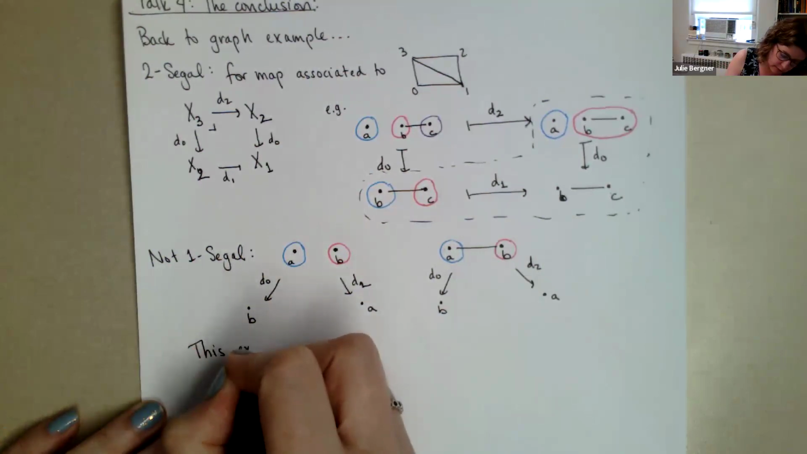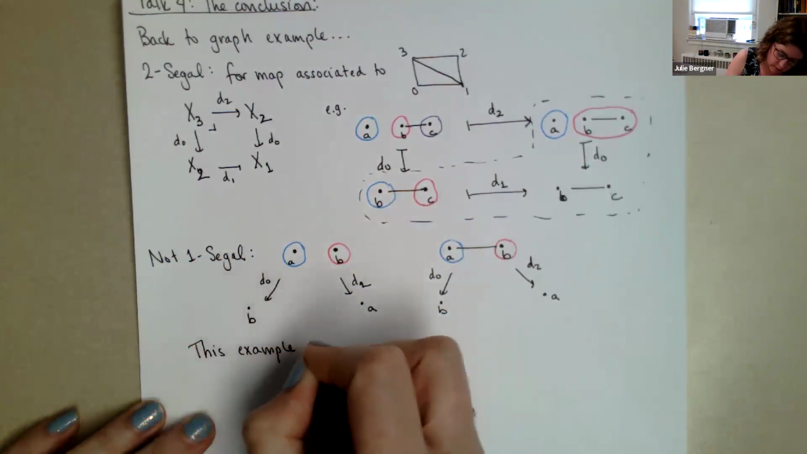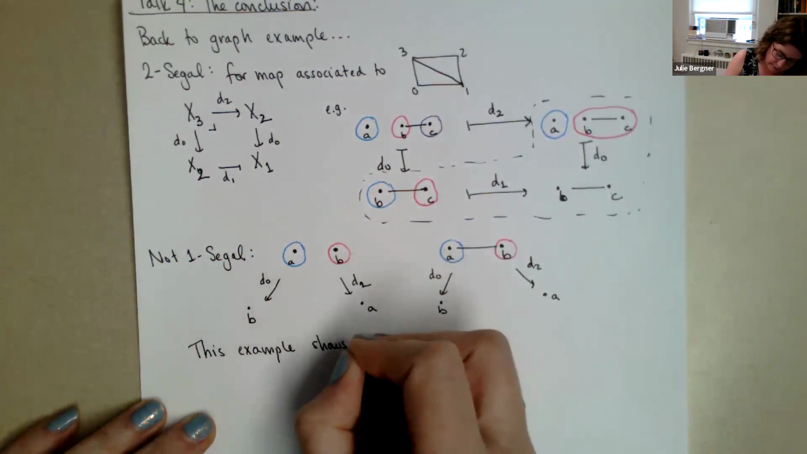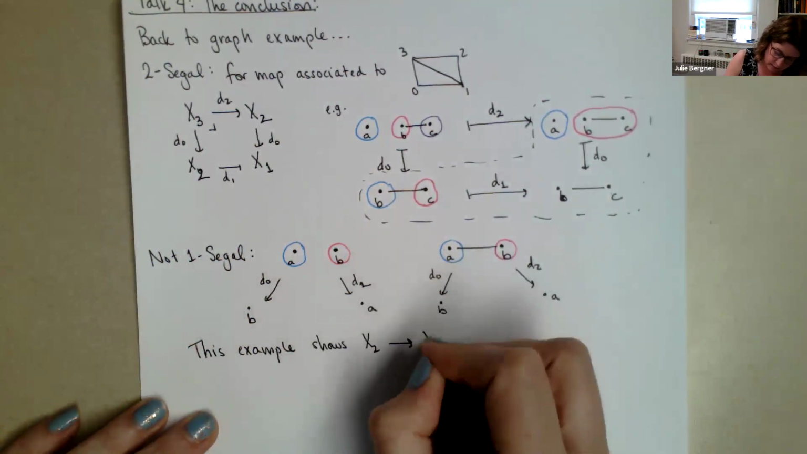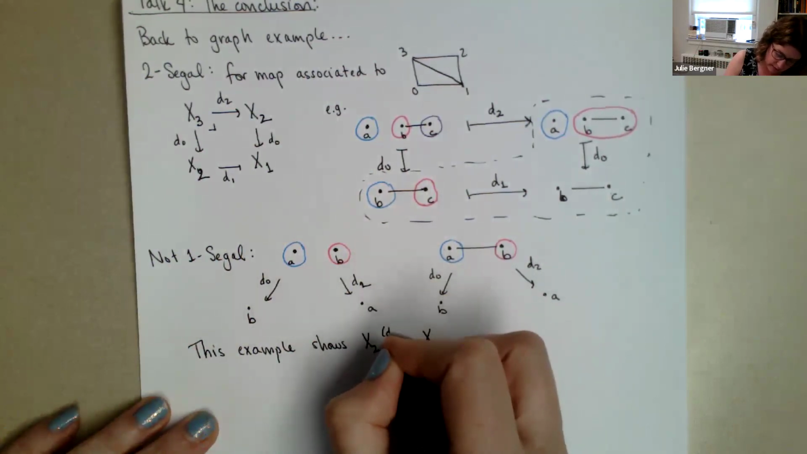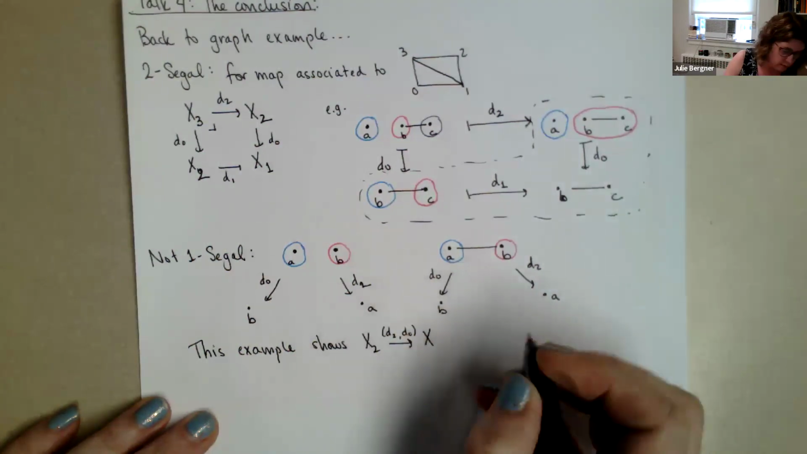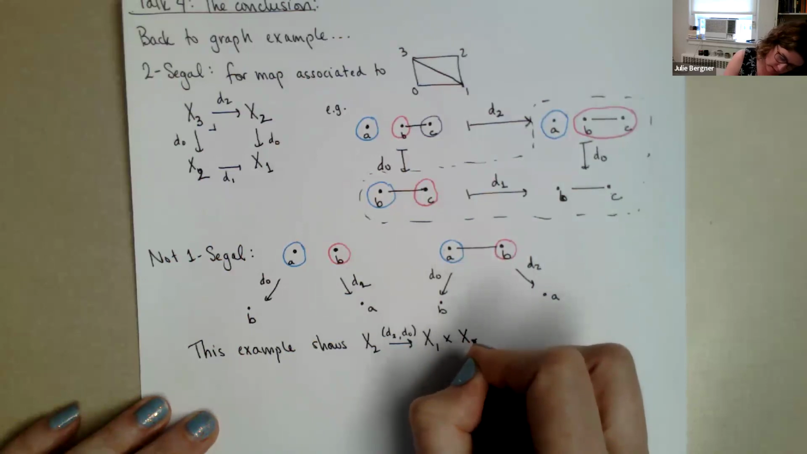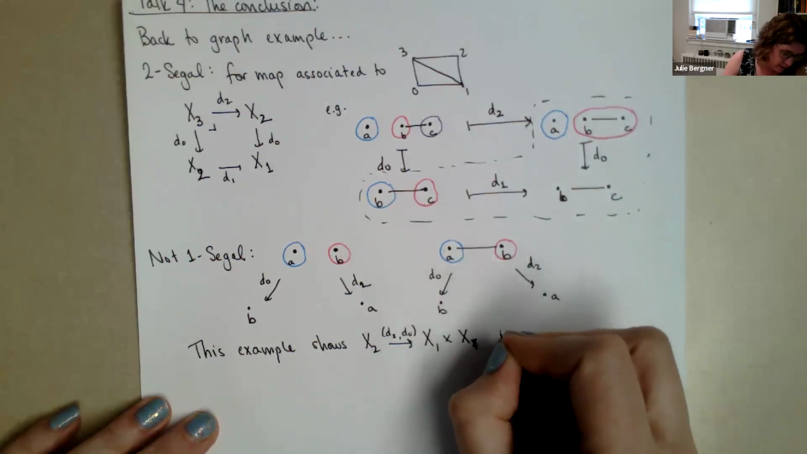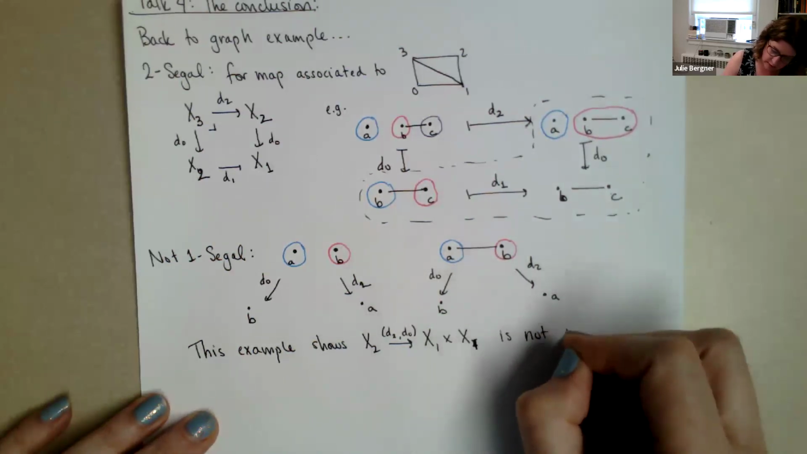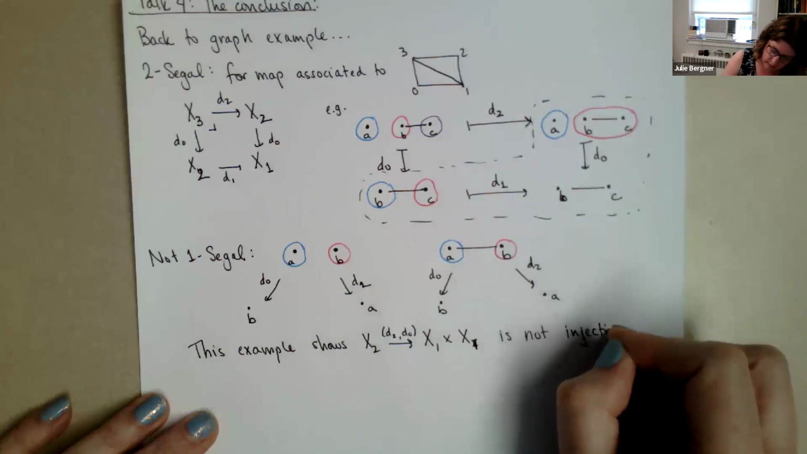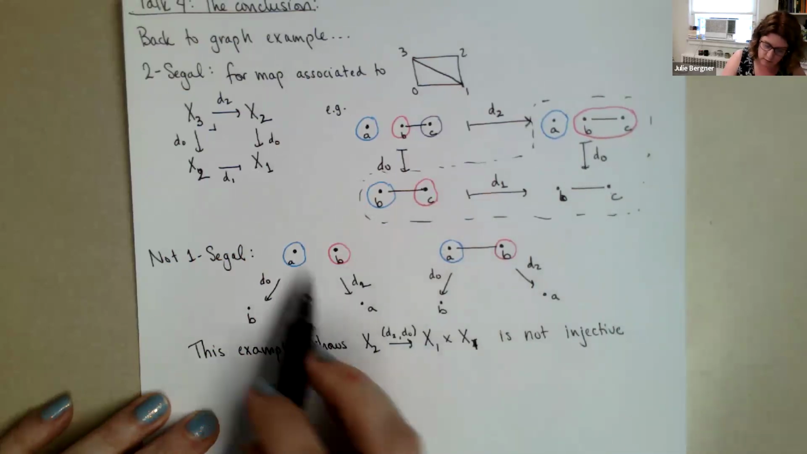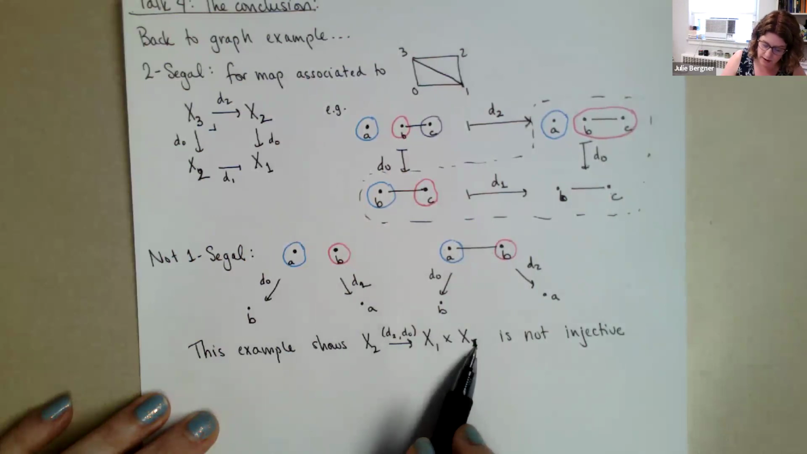So this example shows that if I take this Segal map, D2, D0 from X2 to X1 cross X1, that this is not injective. Because each of these 2 simplices is going to have image just A comma B.